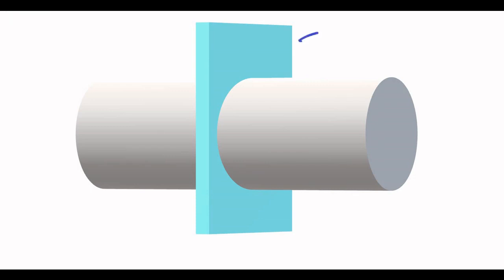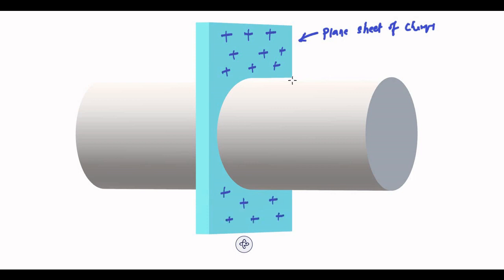Here this is a plane sheet of charge. Okay, infinite sheet, and we have only taken a finite portion of it. Okay, plane sheet of charge spread infinitely and is positive. Okay, positive charge all over it, uniformly distributed, with surface charge density sigma.